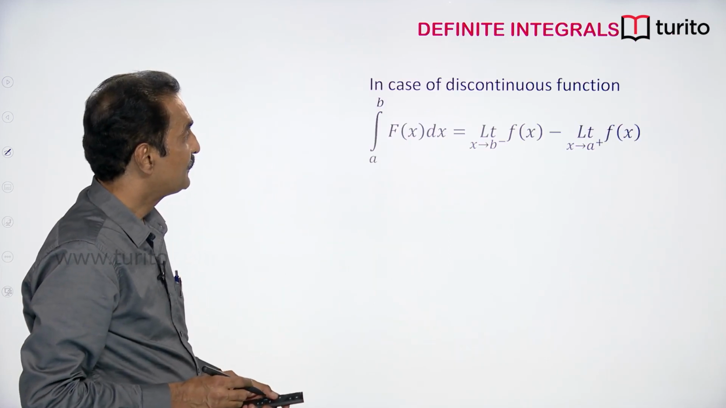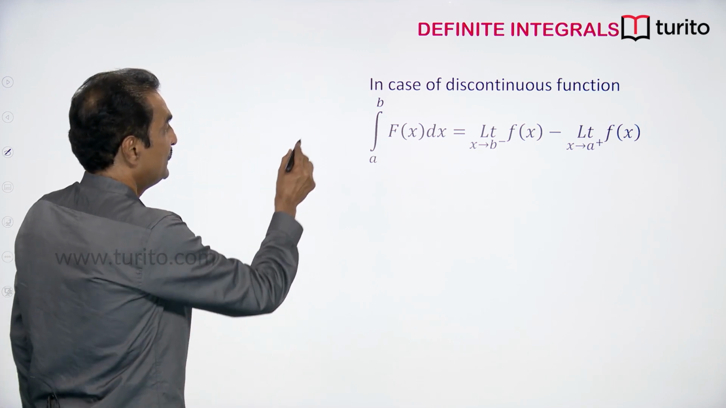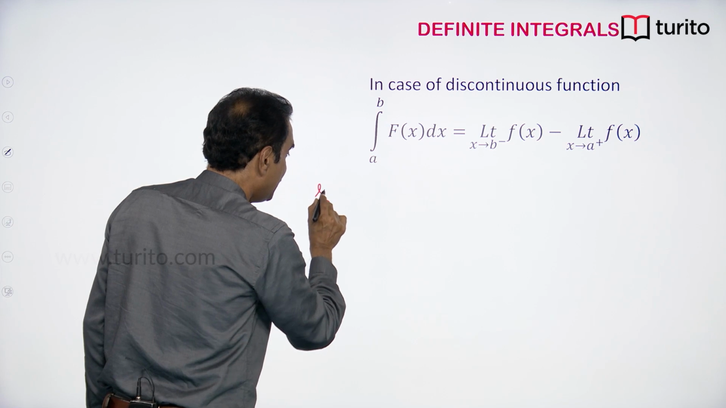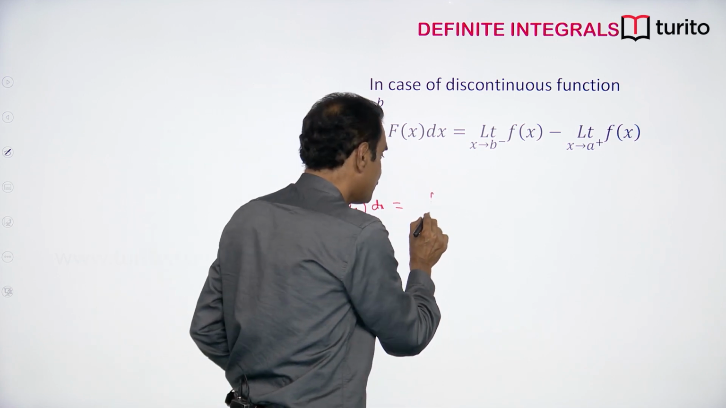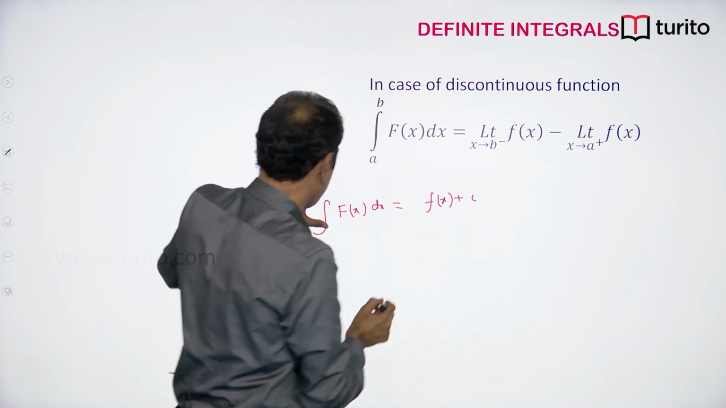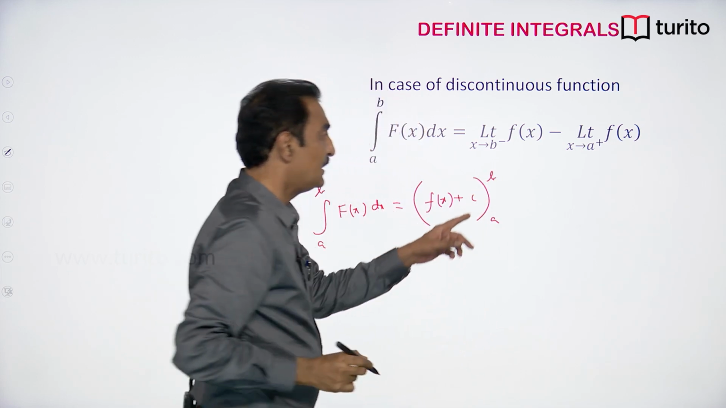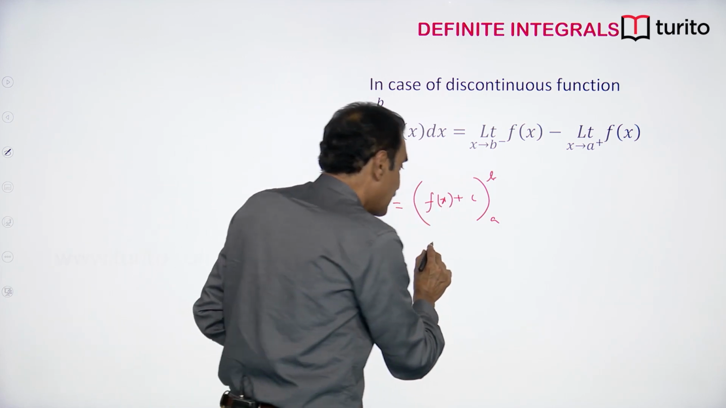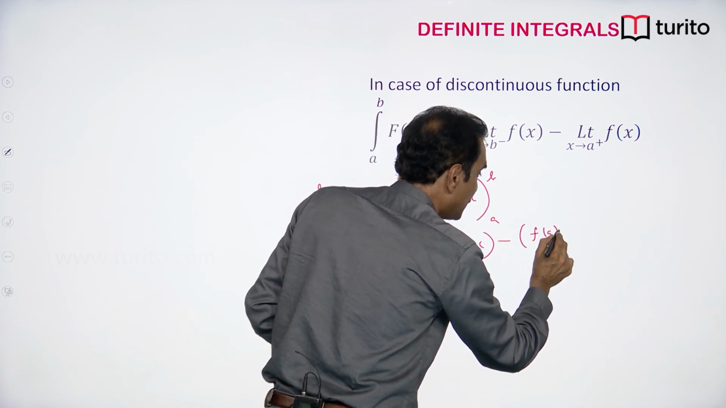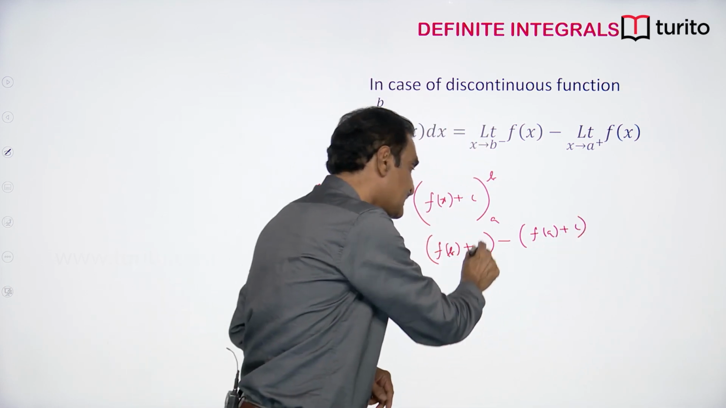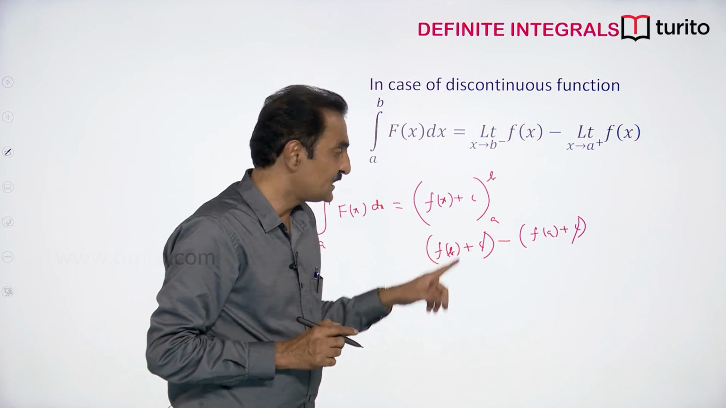Now, suppose the function is discontinuous at the end points. First you will write the indefinite integration. Indefinite integral of capital F of x is small f of x, but we should write constant of integration. If it is without limits, we should write f of x plus c. Now, we take limits a and b and then we substitute. If we substitute, f of b plus c minus f of a plus c. What happens? C cancels. That is why in definite integration we never write constant of integration, that will cancel out. So, the result is f of b minus f of a.